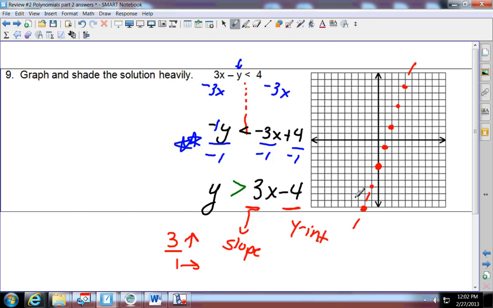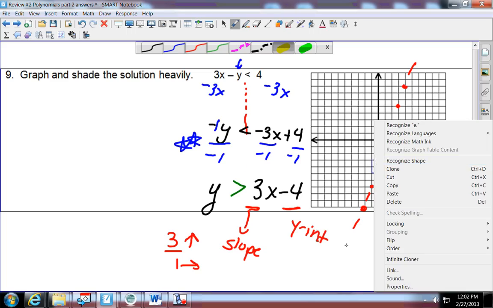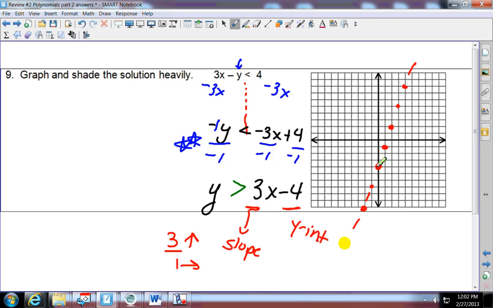Now I have to figure out which side to shade. It says greater than. So you're going to start at the y-intercept. Greater than, I'm going to go above. So you're going to shade everything that is above that line. I started at my y-intercept and I went up, and that showed me which side to shade. Everything that is in the shaded area is a solution.